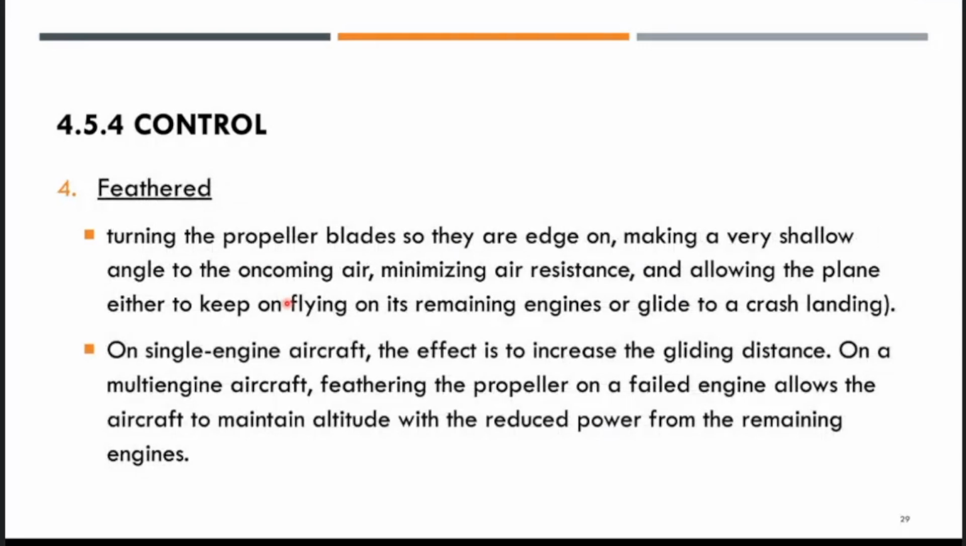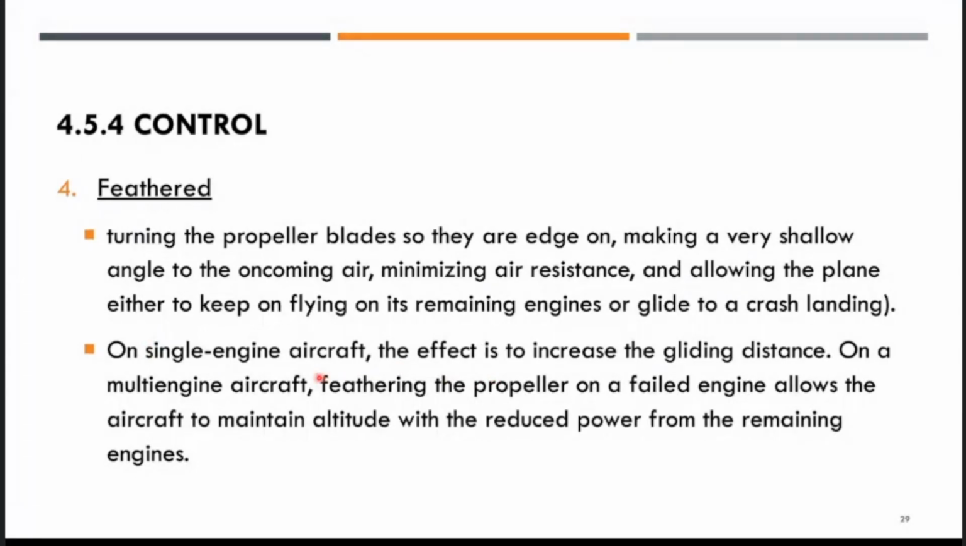The next one is the feathered type of control for the propeller, which is turning the propeller blades so that they are edge on, making a very shallow angle to the oncoming air, minimizing air resistance. This allows the plane either to keep on flying on its remaining engine or glide after a crash engine. So this is the control with regard to feathering. On a single engine aircraft, the effect is to increase the gliding distance.